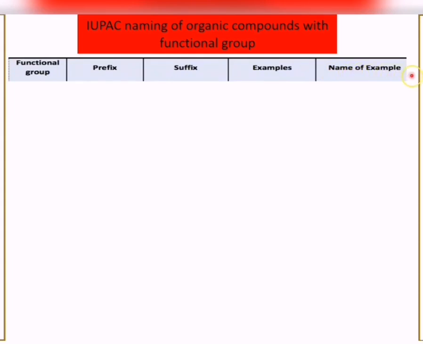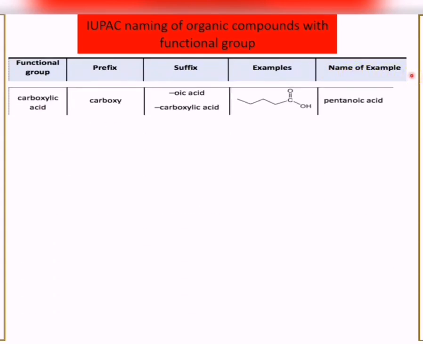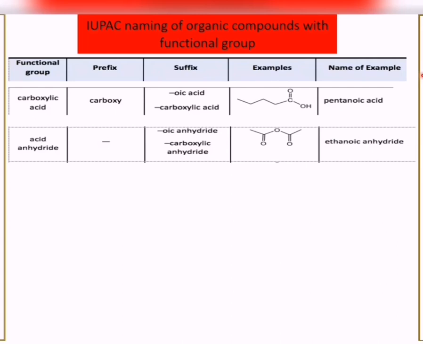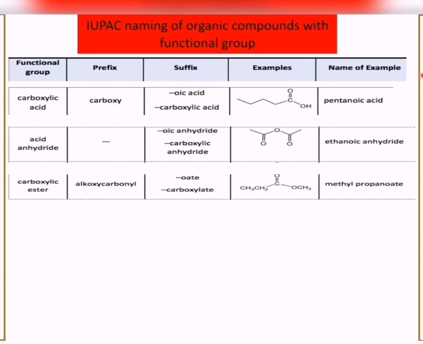The first one is carboxylic acid. The suffix is -oic acid, and the example is pentanoic acid. The next one is acid anhydride. The suffix is -oic anhydride, and the example is ethanoic anhydride. The next one is carboxylic ester. The suffix is -oate, and the example is methyl propanoate.